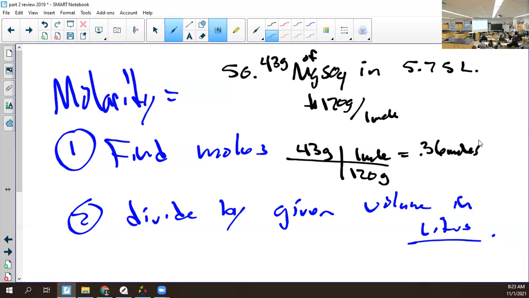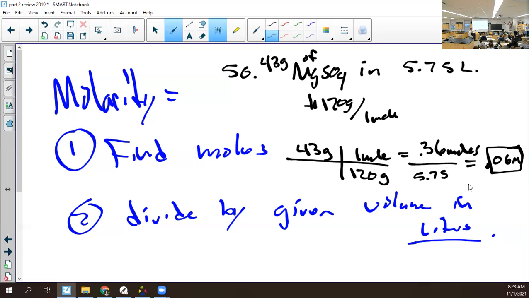That is not my answer. So will you please tell your partner, step number 2 would be to do what? We divide by the 5.75. 0.36, and this is around 6. So I'm going to say it's around 0.14. Oh, that's a 5. I screwed up so much there. 0.06 or 0.6? 0.06.